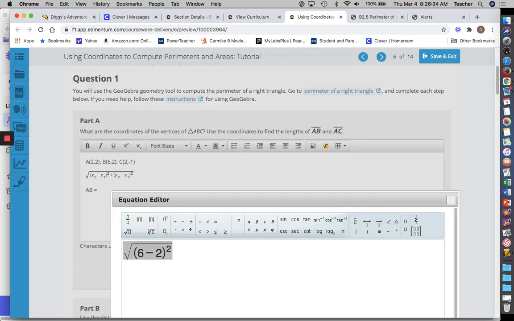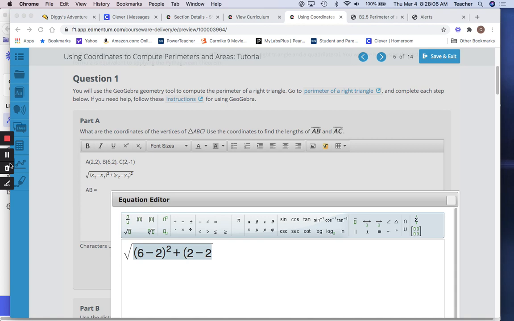Oop, how do I get out from under there? Whoa, what happened? Technology, great till it don't work. All right, 6 minus 2, close my parentheses, squared, plus. All right, there we go. Now we got to do our y. So y2 was this 2, minus y1. Y1 is this other 2.